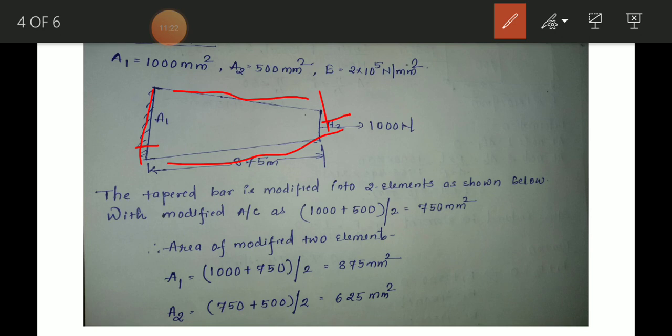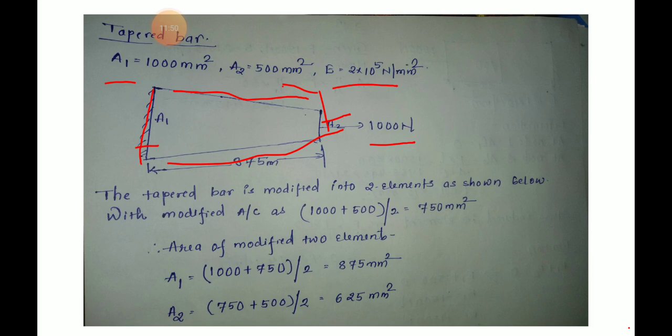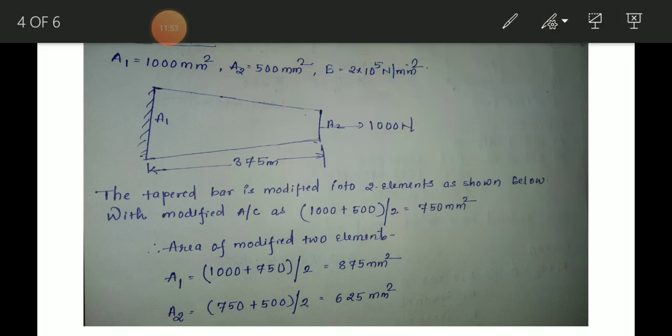Diameter is not constant. They have given some data to you. Area at first end, A1, is given as 1000 mm square. Area at 2 is 500 mm square. Young's modulus of the given material is 2 into 10 raised to 5, and P, the load applied, is given as 1000 Newton. If you want to solve this problem, you're supposed to convert this taper bar into a stepped bar, then only we can solve it very easily. Now how to convert it?